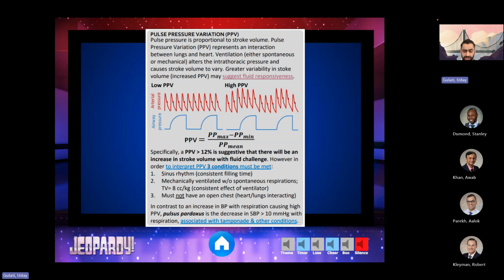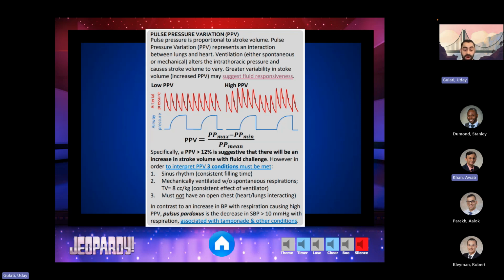And so really what's happening physiologically, which will kind of lead you to the other differentials, is that you're seeing changes in intrathoracic pressure, right? So when you inspire, you'll decrease venous return, you'll decrease the stroke volume, and that'll lower your pulse pressure. And the opposite will occur when you're expirating.